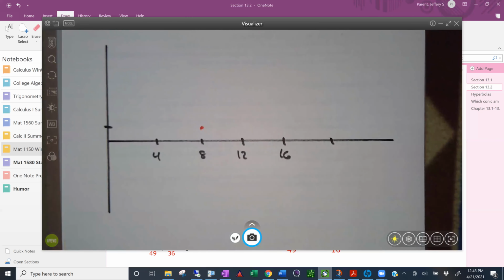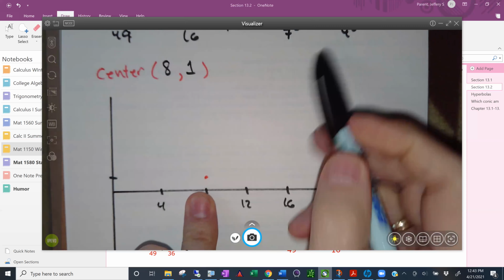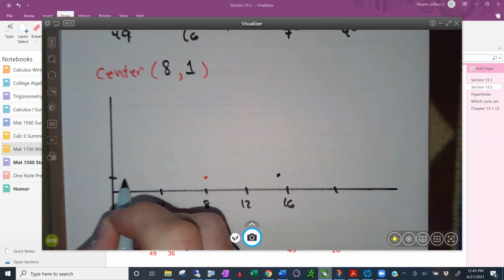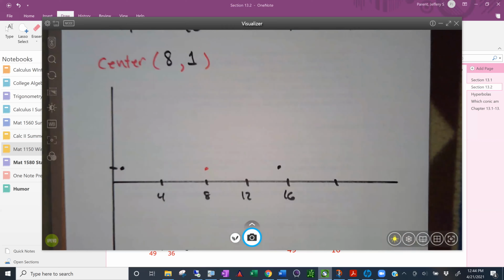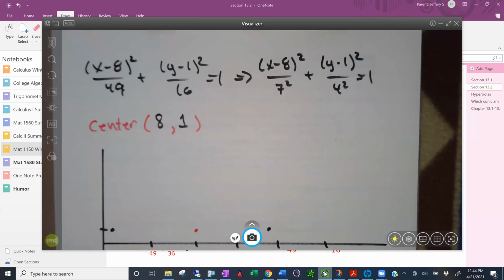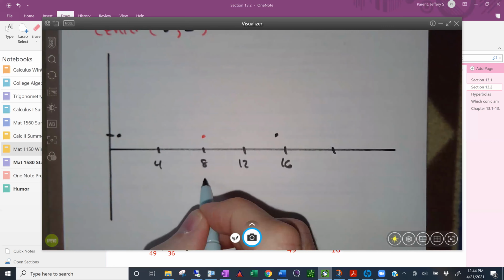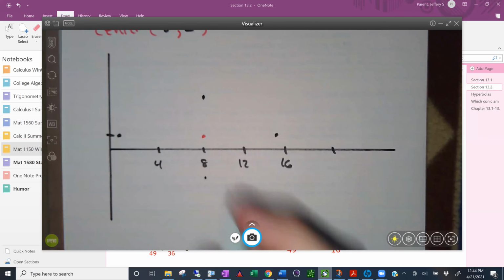In the x direction, I've got to move a distance of 7 to the right and 7 to the left. So that's going to put me a little bit to the left of 16, out here at 15, and a little bit to the right of 0, out here at 1. So there's 2 points in that direction. How far do I have to move to find the vertices in the y direction? Yeah, up 4 and down 4. So 1, 2, 3, 4. So down here and up here. So those are the 4 points of your ellipse.